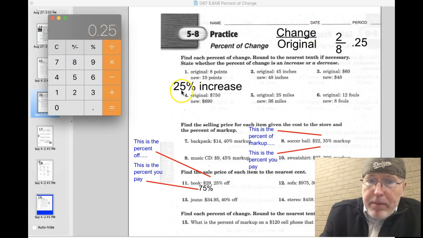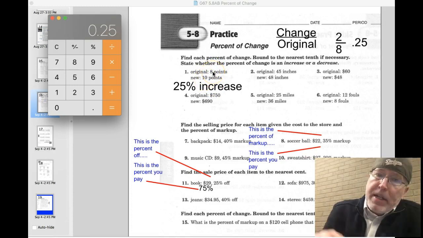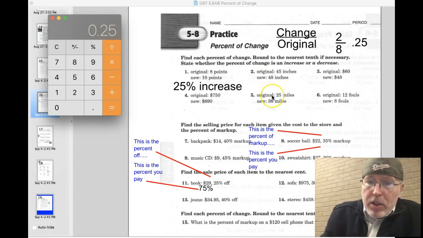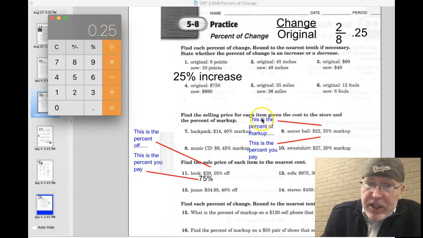And then to make that into a percent, multiply it by 100. You see that it's 25%. And it is an increase because it went from 8 points to 10 points. If it went from 10 points to 8 points, it would be a decrease. Okay? So let's take a look here at this next section.